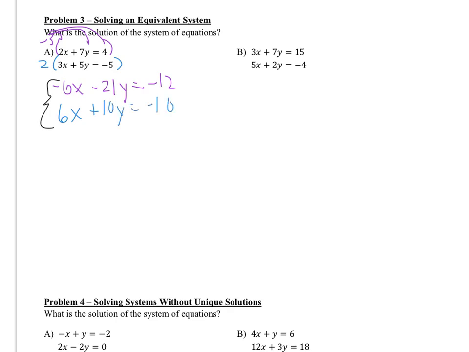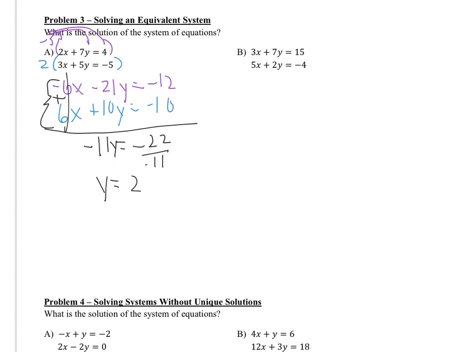And you might have been able to see now, why would I do such a thing? Well, when I did that, I was able to get these two x's to be the same number but opposite. So now because of that, I can add those two together. So this becomes 0, and this becomes -11y is equal to -22. Divided by -11, I get y is equal to 2.